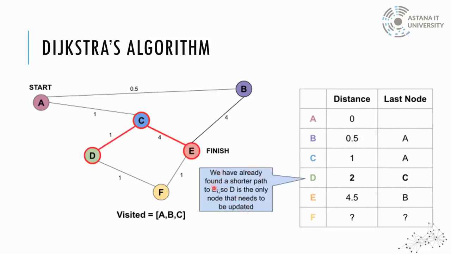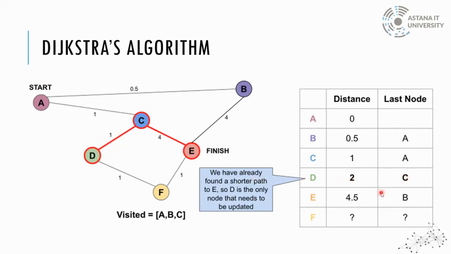We have already found a shorter path to E, as we see. So D is the only node that needs to be updated. We see that 1 plus 4, it's 5. Actually, I could put that 5 in here, but that would be in case this value were bigger. Just imagine that here we have not 4.5, but 6. In that case, we would put 5 there, and instead of B, we would put C. But for now, it's 4.5, so we won't touch this B. And for D, it was nothing before, but now it's C.